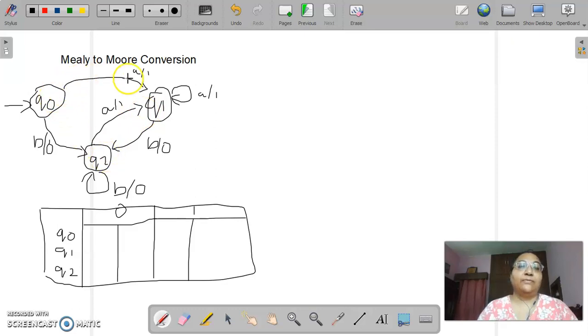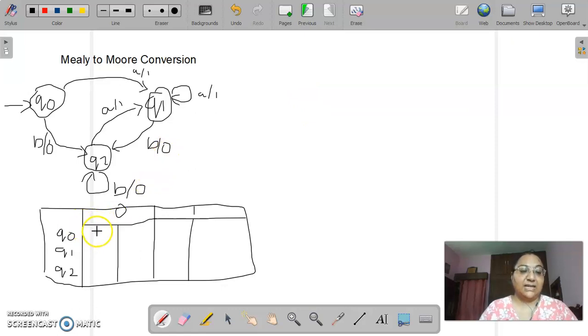On an input of A, we have an output of 1. Everywhere, wherever there is an input of A, we have an output of 1. And wherever there is an input of B, we have an output of 0. So let us construct the transition table for the Mealy machine and then we will convert it into the Moore machine.